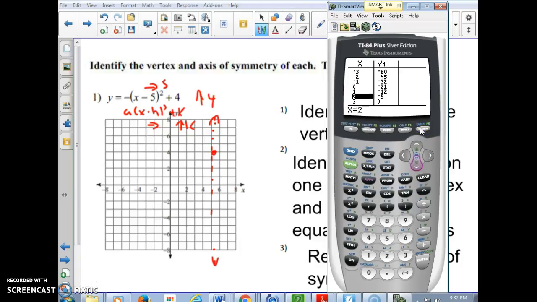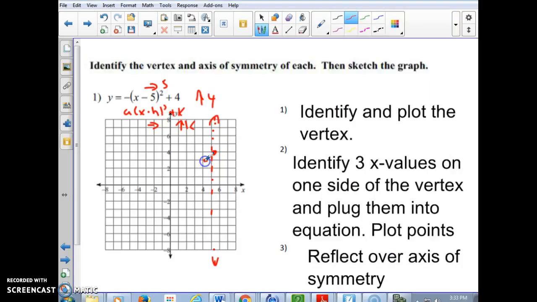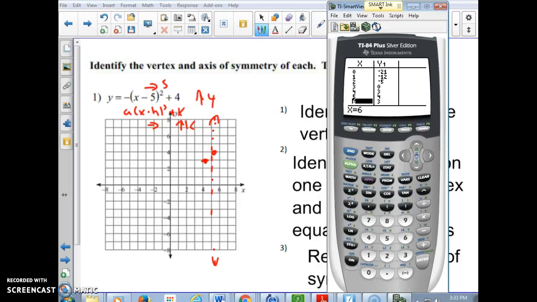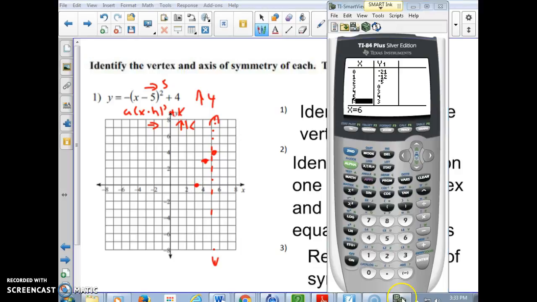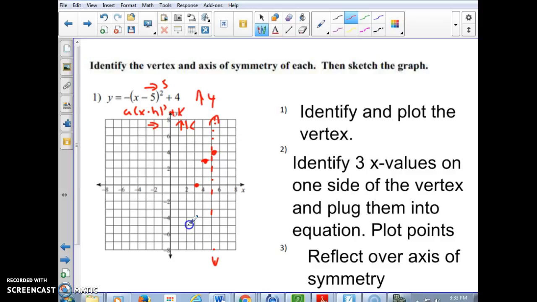So I'm going to keep on moving down. I'm going to choose points on the left of my parabola. Remember, I already found one at 5, 4. 5, 4 is my vertex. So if I look at my table of values, it looks like I have another one at 4, 3. Okay? I have one at 3, 0. And then it looks like I have one at 2, negative 5. So I'm going to plot a point at 2, negative 5. Okay, so that's one side of my parabola.